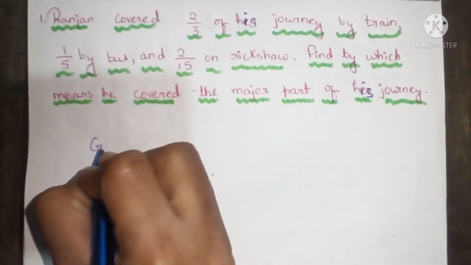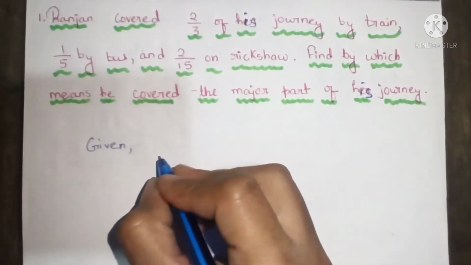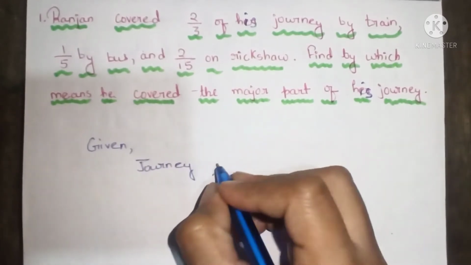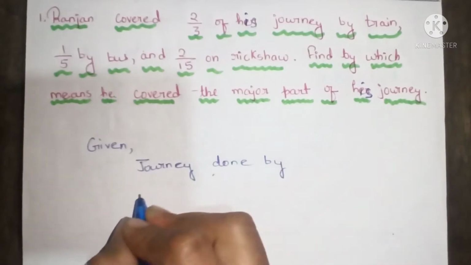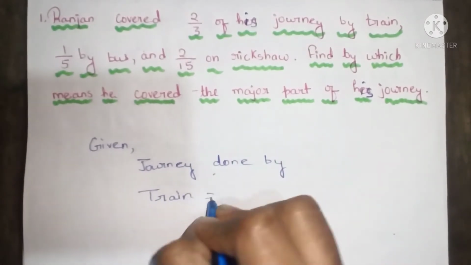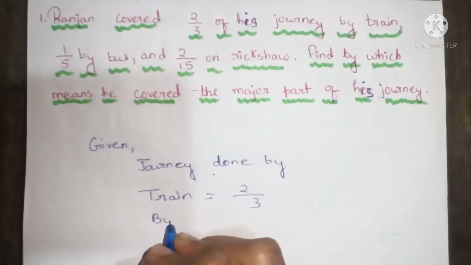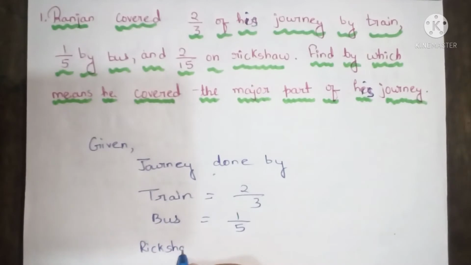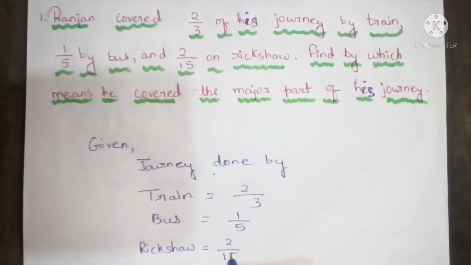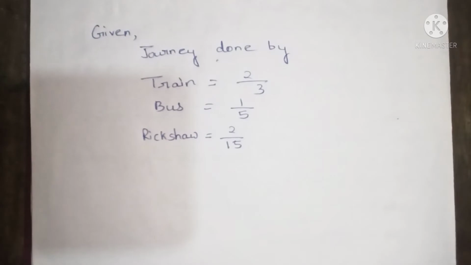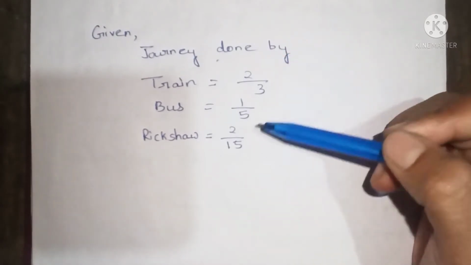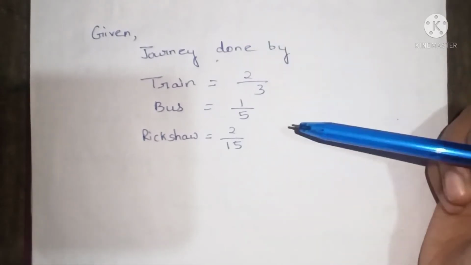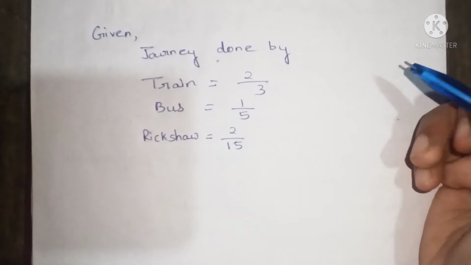So first of all we will write given. What is given in the question? Journey done by number 1 train. By train he traveled 2/3. By bus he traveled 1/5, and by rickshaw he traveled 2/15. Now we need to compare by which means he covered the major part. Major means the maximum, the highest.